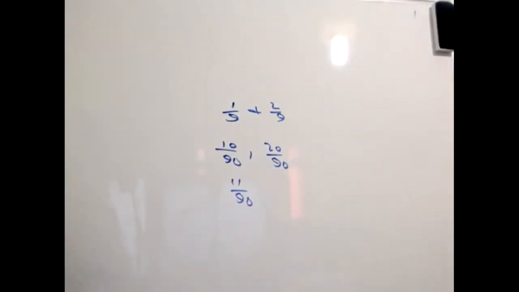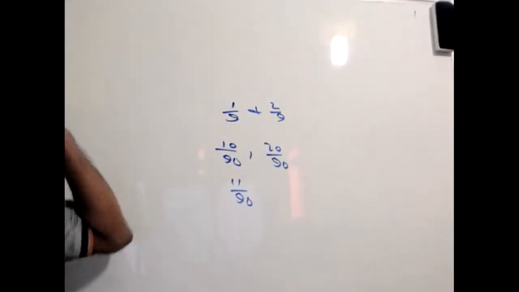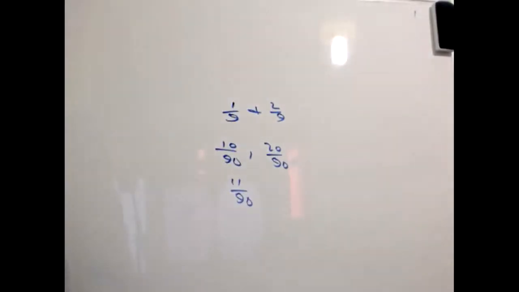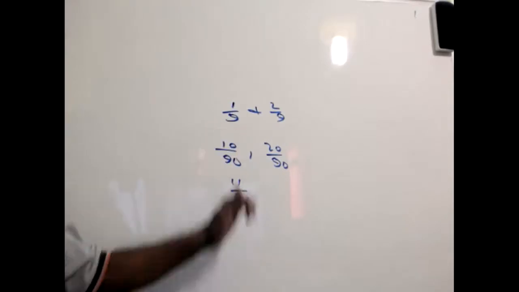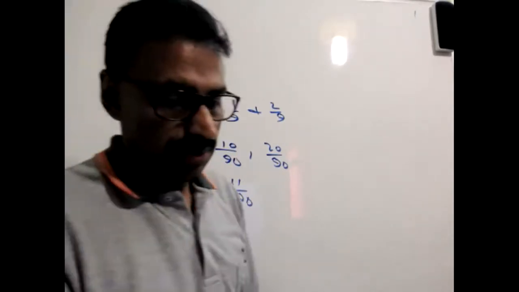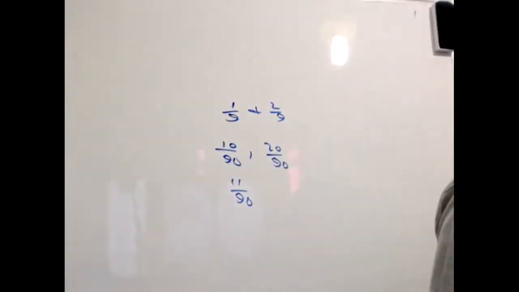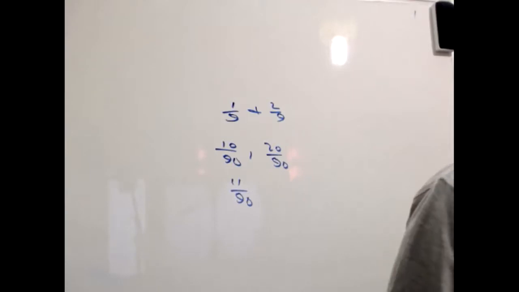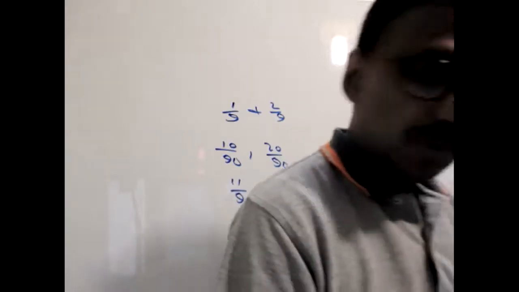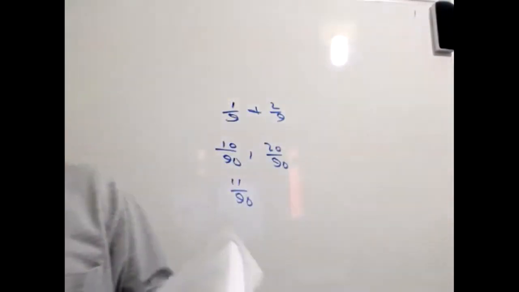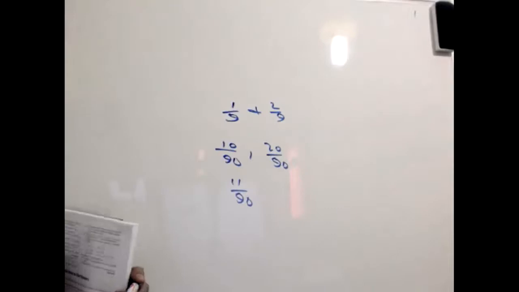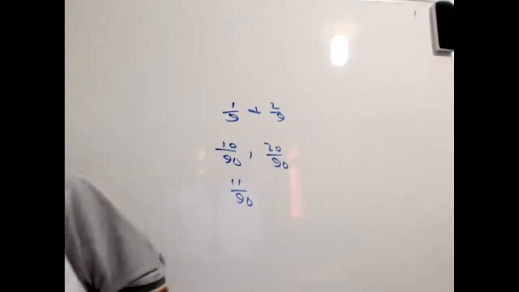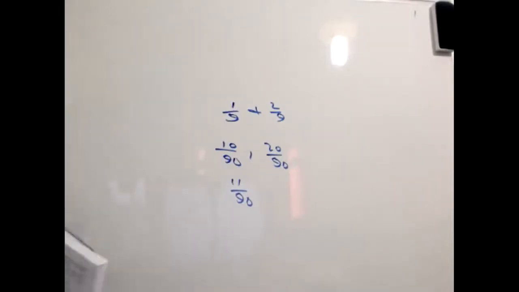Question. Write a rational number between 1 by 9 and 2 by 9. Okay. Clear now. So that means if the denominator is the same, it's quite easy. Okay. If it is different, look at here.